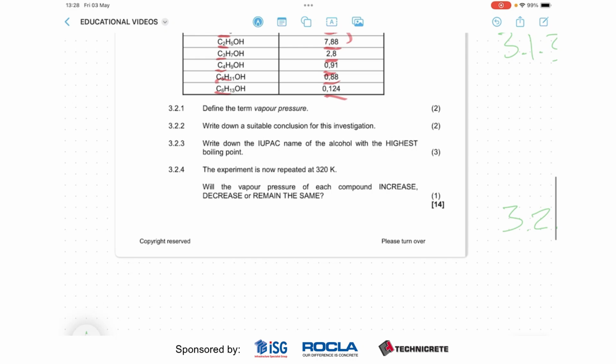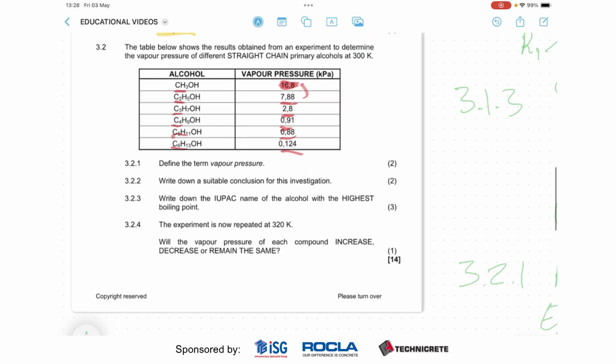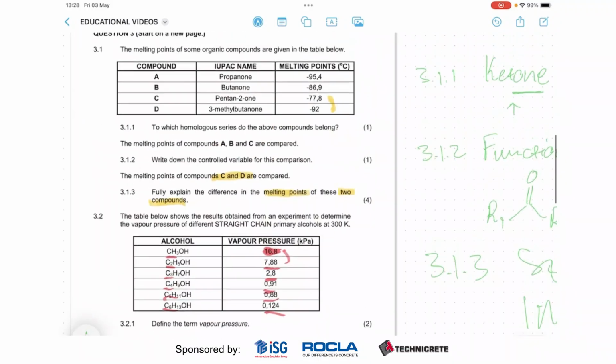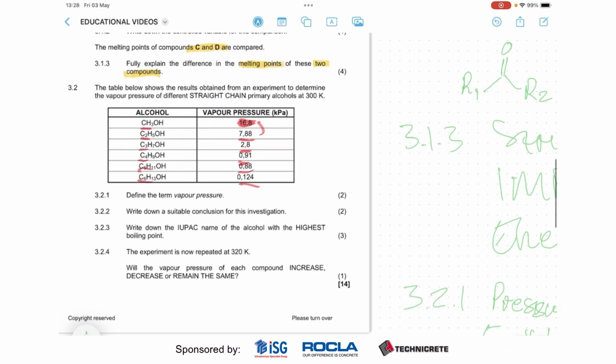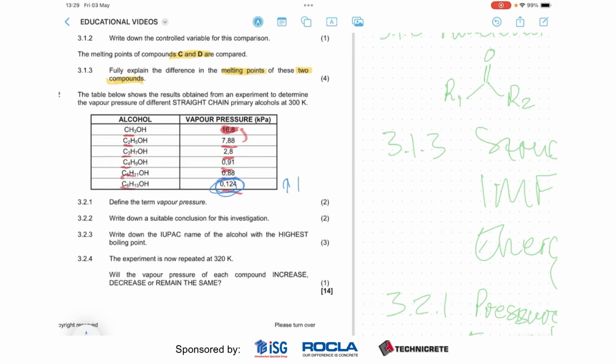Last question. Write down the IUPAC name for the alcohol with the highest boiling point. So, the alcohol with the highest boiling point is the alcohol with the lowest vapor pressure. That's the first thing you need to be able to get from this. What does that mean? That means lowest vapor pressure means it needs the most energy to boil or turn into a vapor. So this has the highest boiling point. And this is what we have.